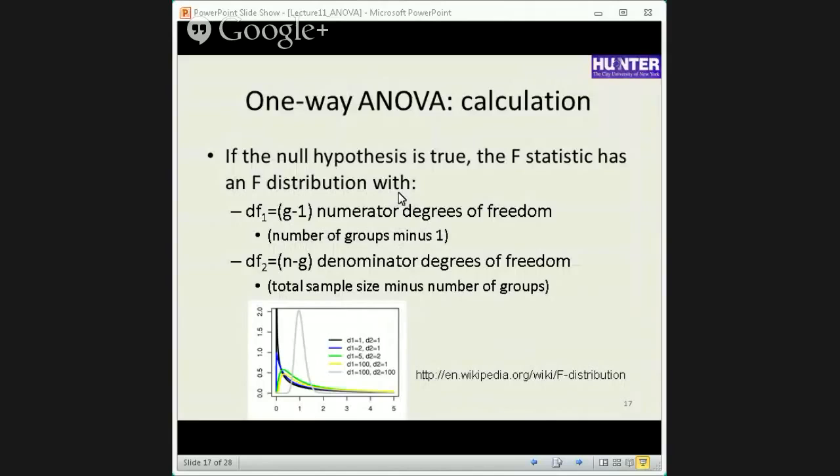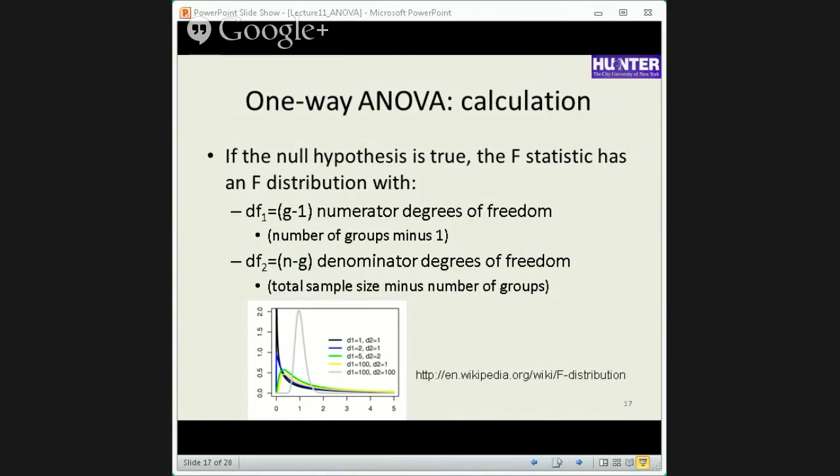Okay. So continuing with the calculation of the one-way ANOVA F-Test, I showed you how to get the within group and the between group variances, or mean squares. The other thing that you have to know about is the degrees of freedom. These are the numerator and the denominator degrees of freedom, df1 and df2. And both of those affect the F distribution.